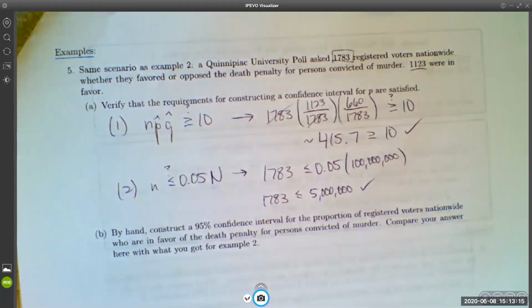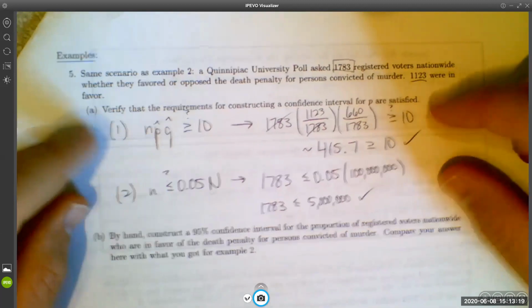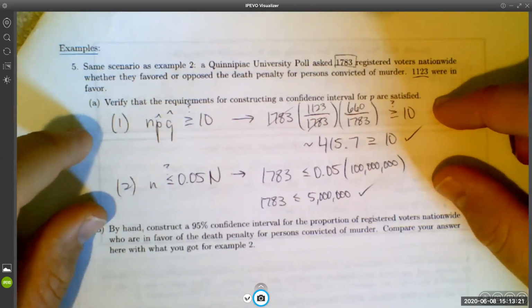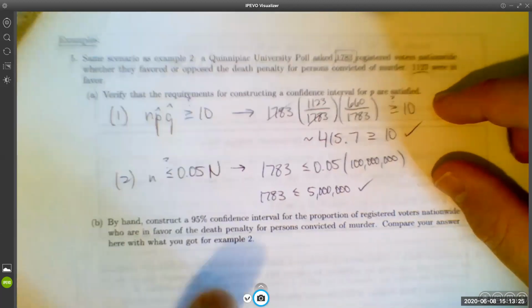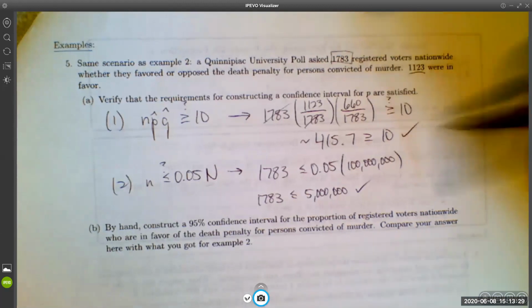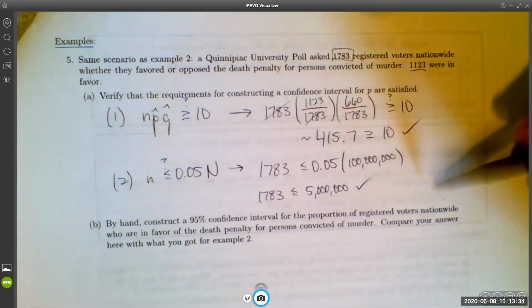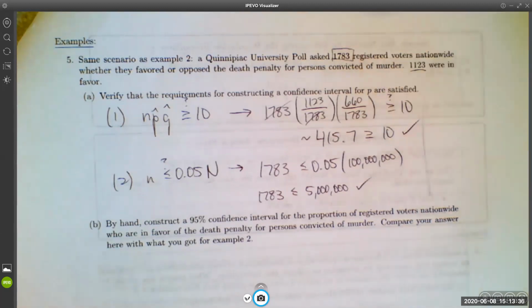I'll be honest with you. On tests and quizzes, I'm not going to ask you to do this because it's a time-consuming thing to check the conditions, and I'm more interested in your ability to construct the interval and interpret the interval, okay? But on the homework, you will be asked to check conditions often, okay? And when they ask you to check conditions, this is what they're asking you to do.